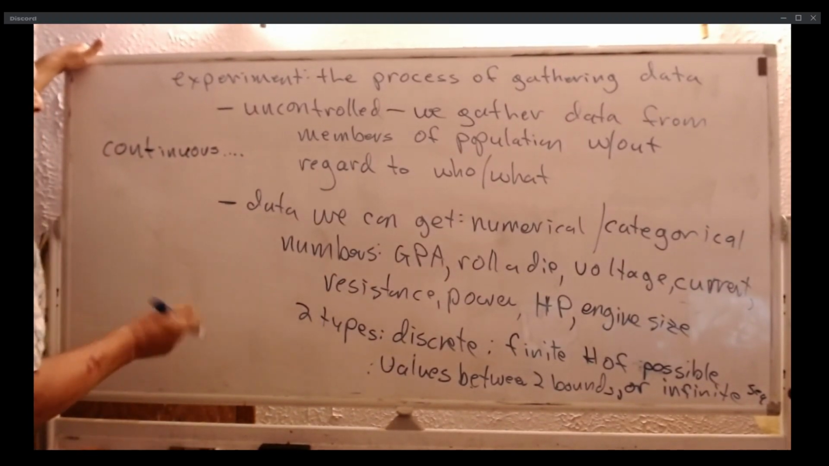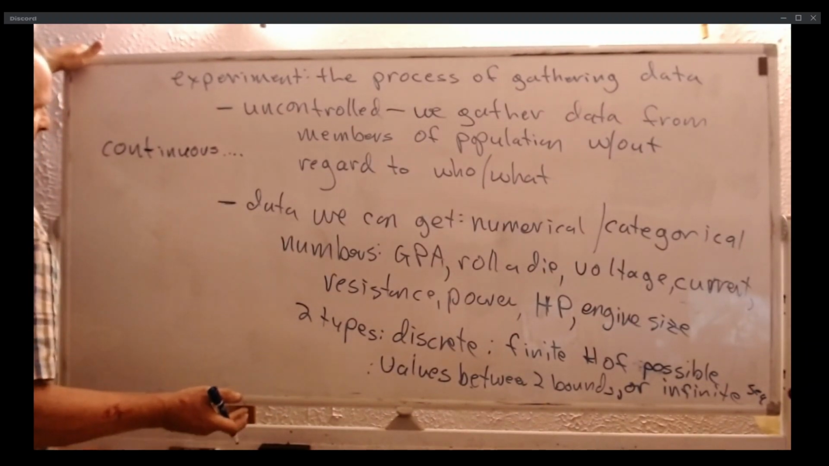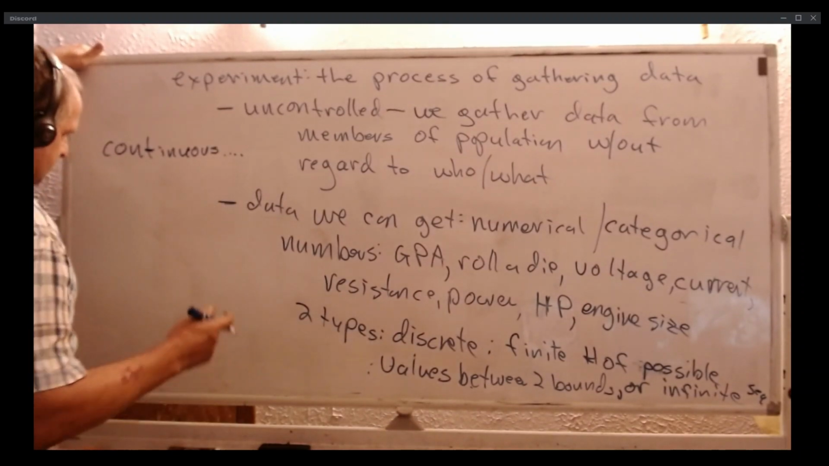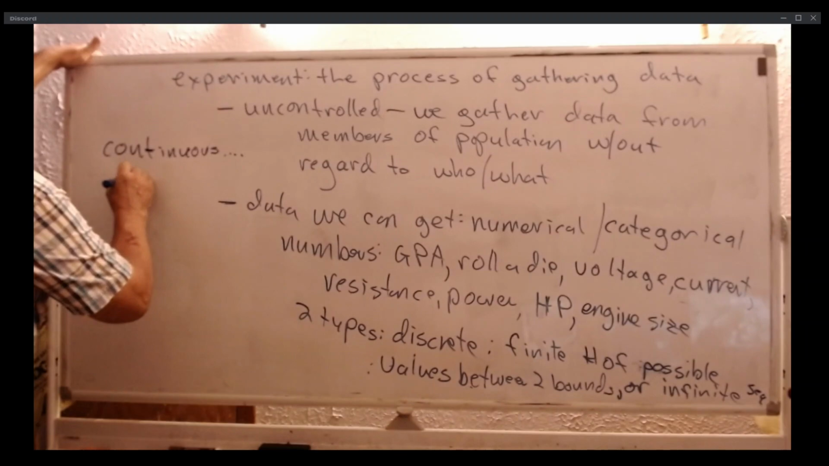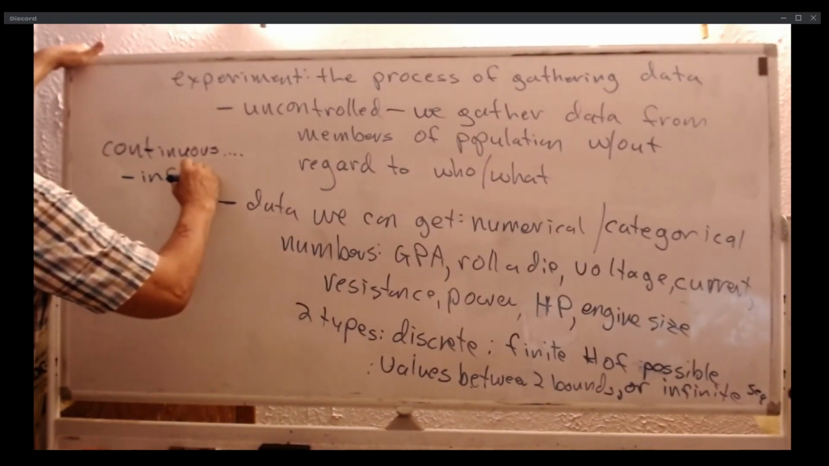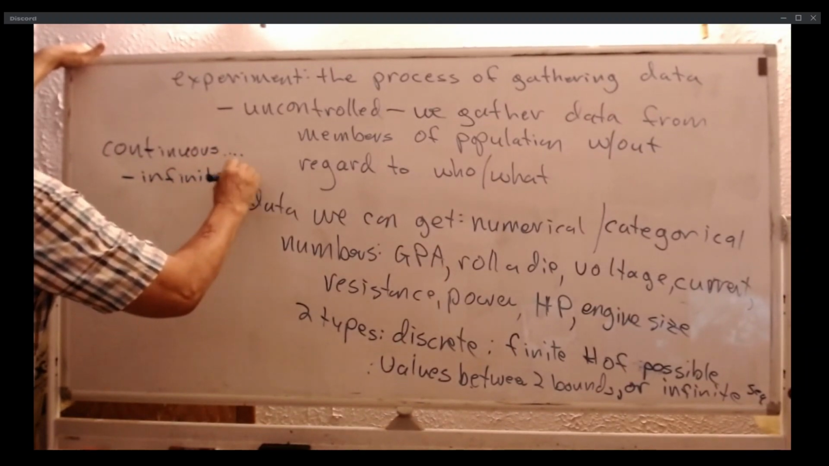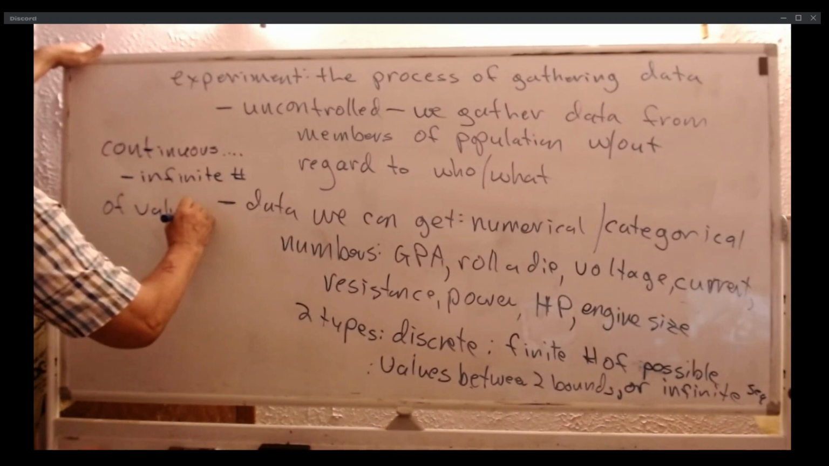Continuous. If we have a characteristic that is going to yield continuous data, this is the case where there's an infinite number of values between two bounds.